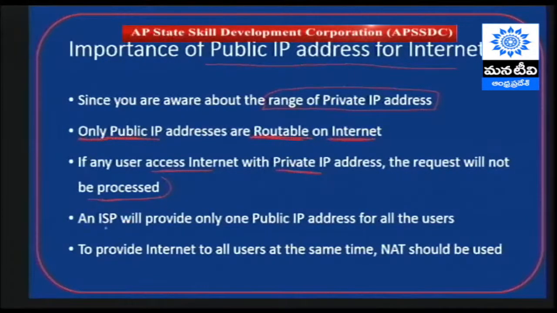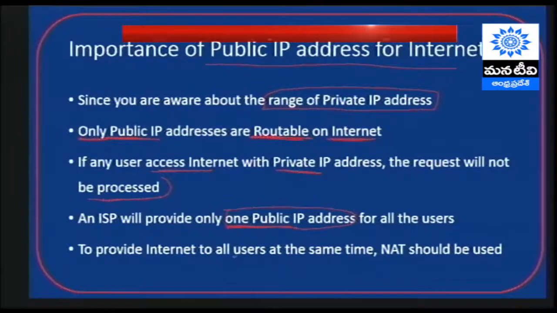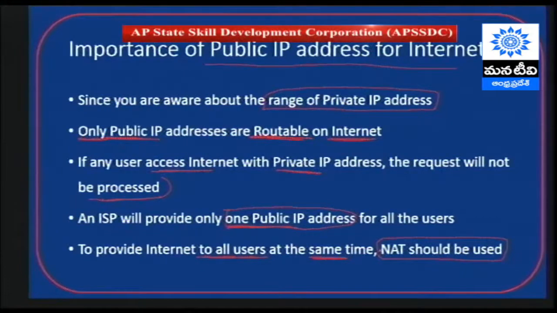So only one IP address will be provided by the ISP to the users, small users, home users, broadband users. Only one public IP address will be assigned to the users. But in the network, in the organization, in the home, there will be multiple users who want to access internet at the same time. So to provide internet to all the users at the same time, we have to use the concept called Network Address Translation, or NAT. So NAT is very important, and we enable this on our router so that users can access internet.